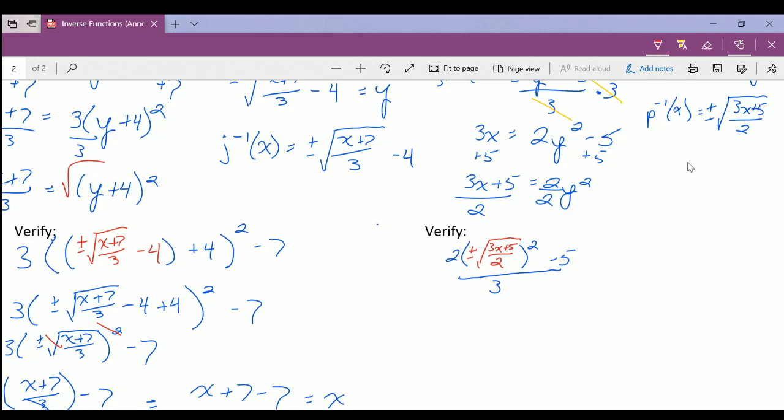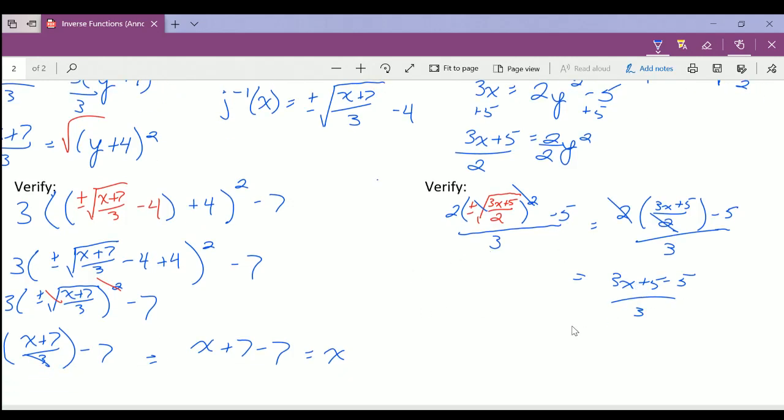All right. The square and the square root cancel each other out. That gives us 2 times 3x plus 5 over 2 minus 5 over 3. The 2's will cancel out. So now we have 3x plus 5 minus 5 over 3. Plus 5 minus 5, they cancel out. We've got 3x over 3. And the 3's cancel out. And we're left with just x. So there you go. We verified that that is also the inverse.